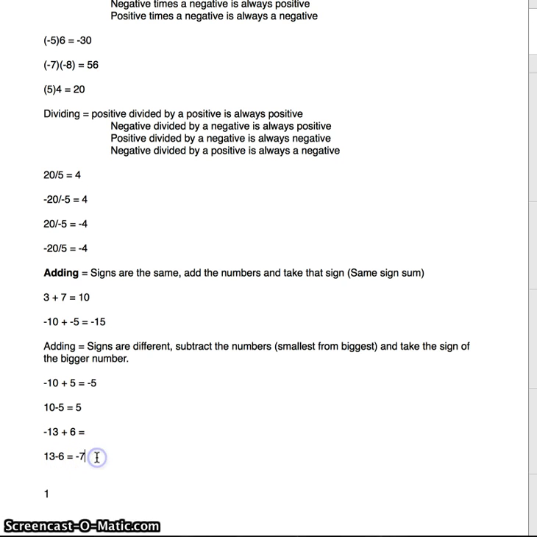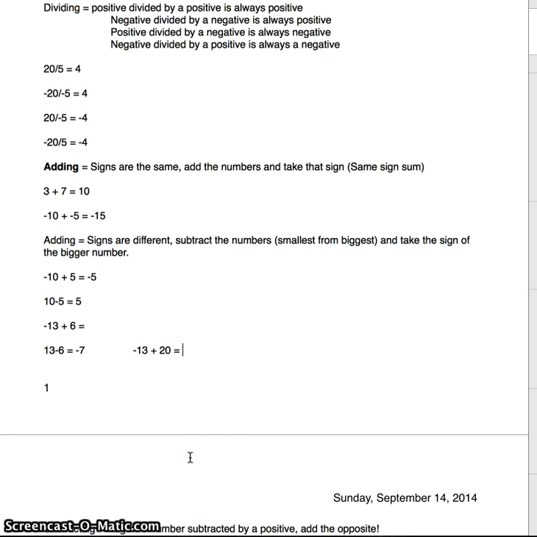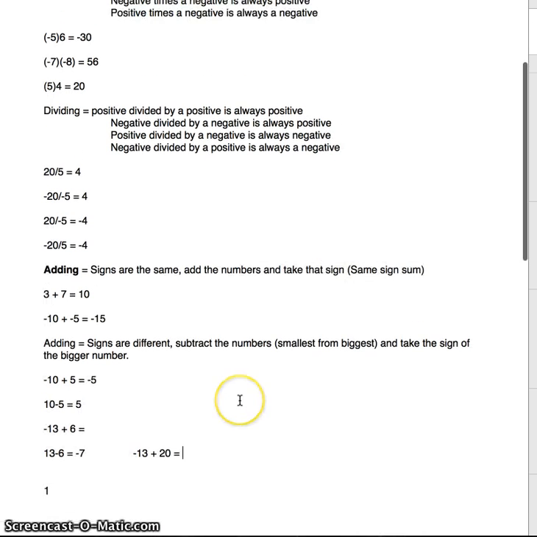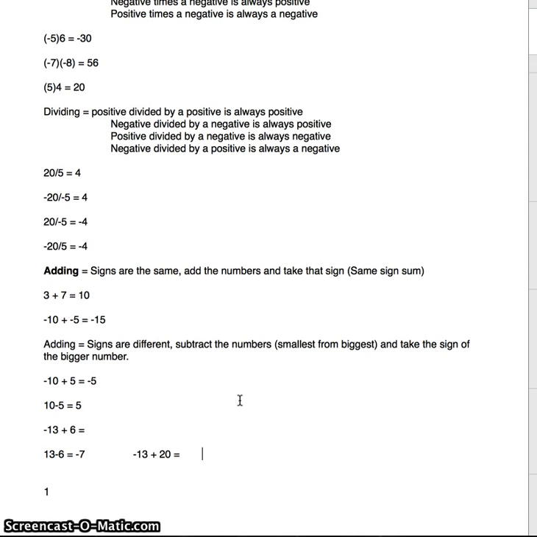All right, and then one more example. I'm going to do over here because I'm running out of room on my page. But one more example would be negative 13 plus 20. All right, so with this one, signs are different. We need to subtract the numbers and put the bigger number on top. Which one would go on top for this one? Oops, I don't want to go down there yet. For this one, we'd have to do 20 take away 13.